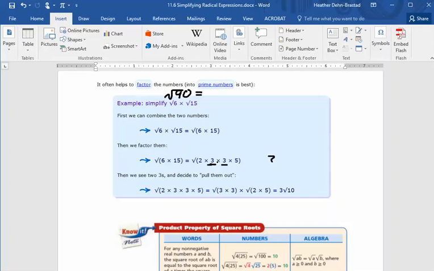So I'm going to be left with 3 times the square root of 2 times 5, which is 10. Or we can do it the way they did it. They said, okay, I'll put these two together and then I'll put these two together.